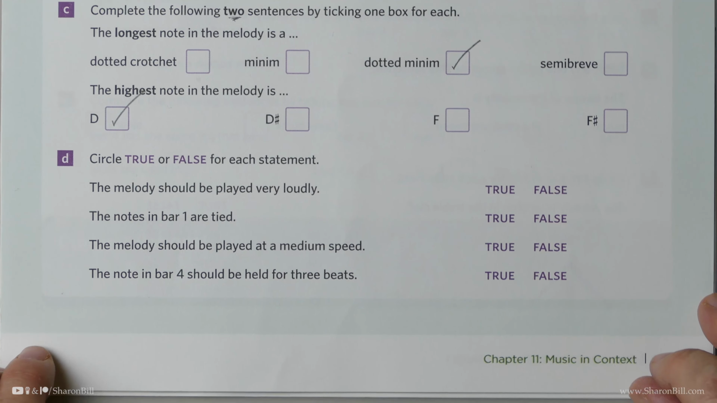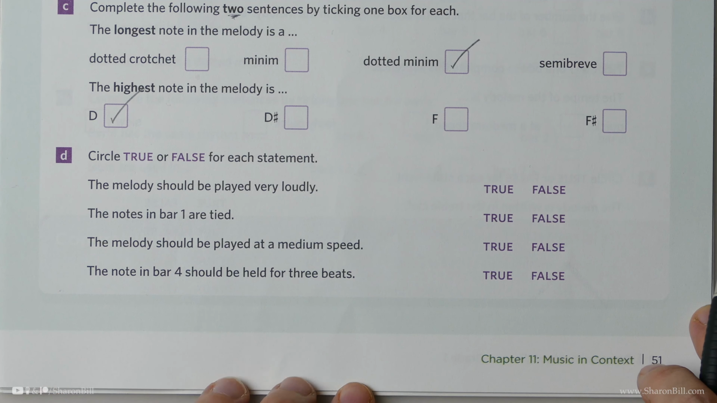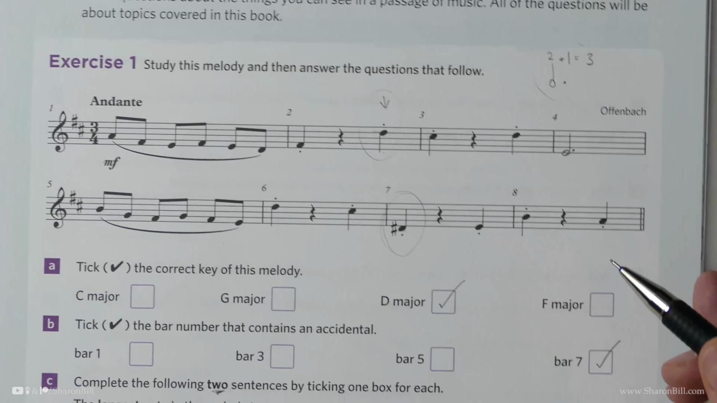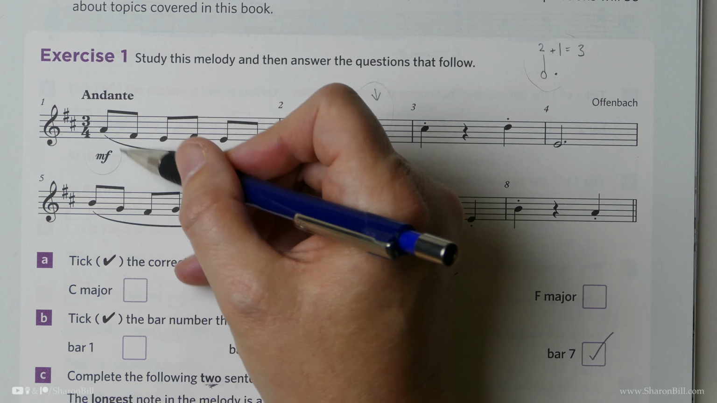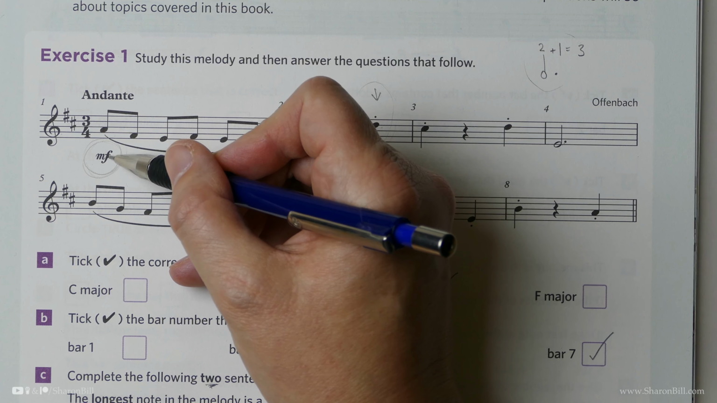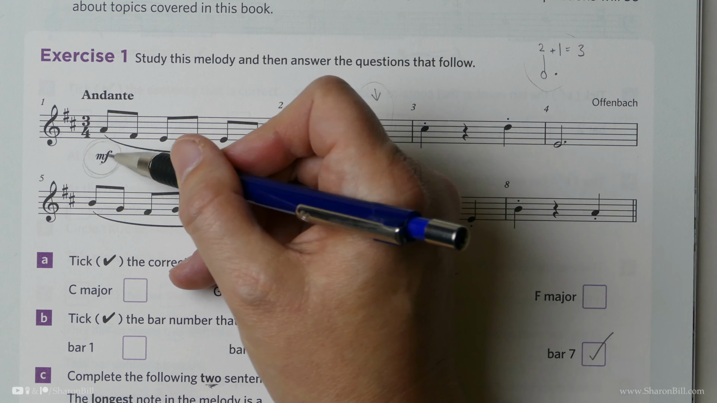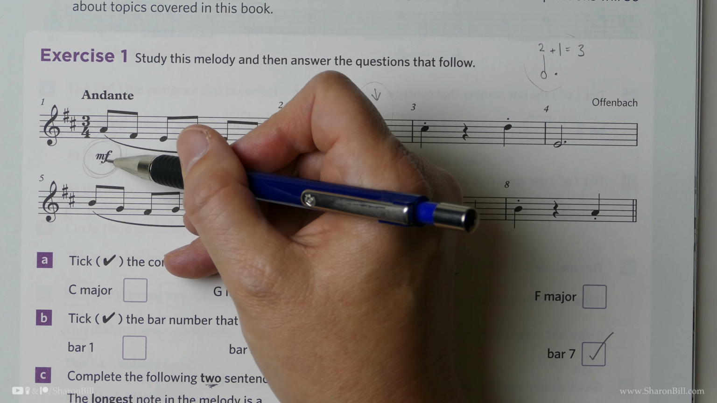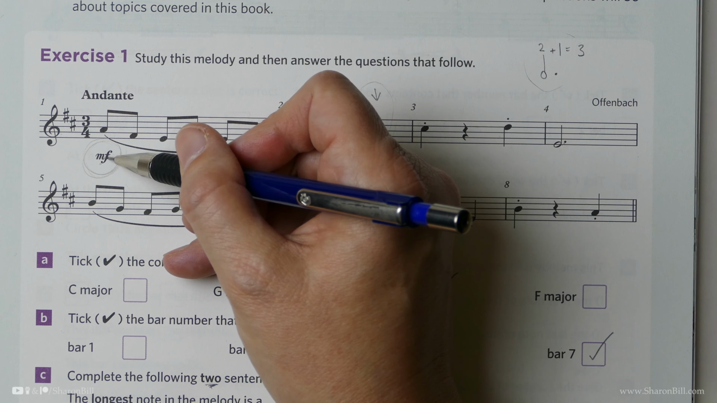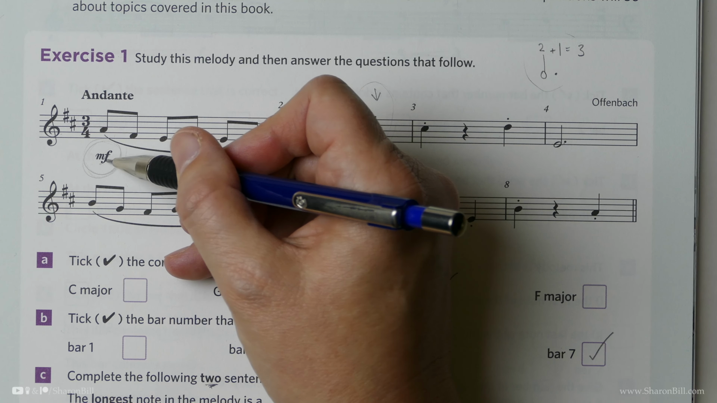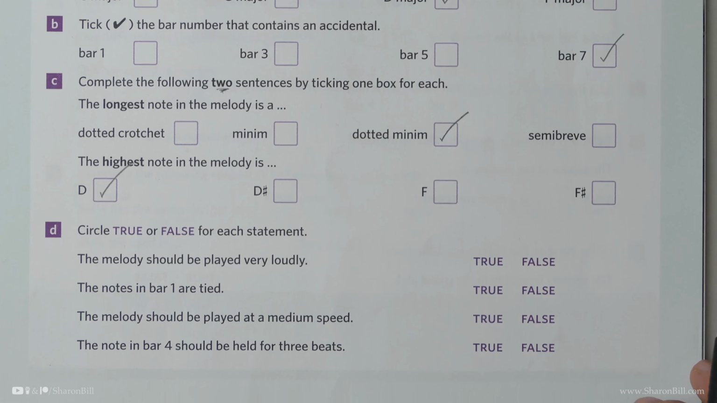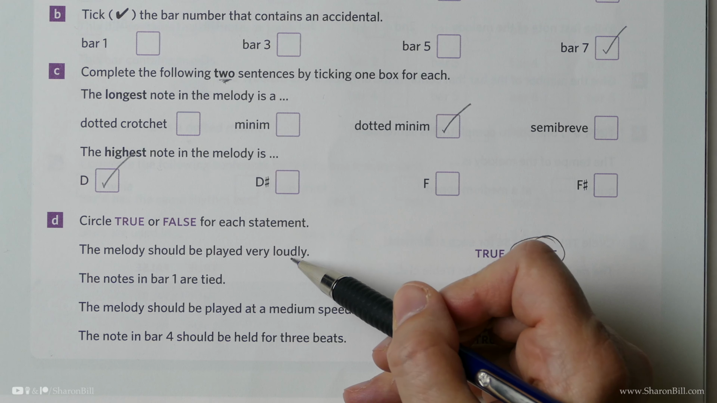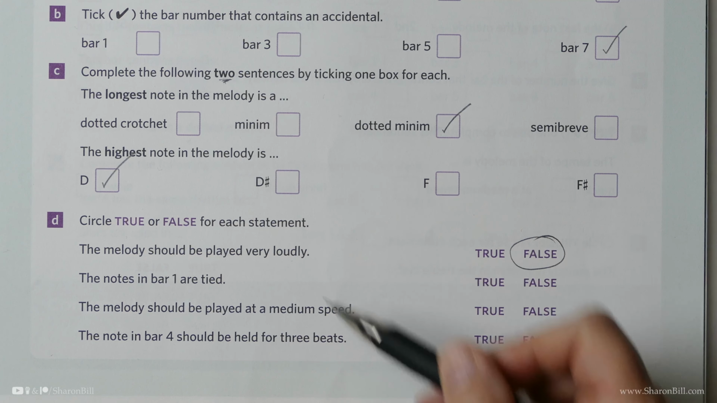Now, is it true or is it false for each of these statements? Is it true or false that the melody should be played very loudly? Let's see what the composer says. So here we have this dynamic marking. So MF, now F is forte, MF is mezzo forte, which means kind of half loud, middle loud, moderately loud. So that is not very loud. If we wanted it to be very loud, it would be fortissimo, which is the FF. So that is not very loud, it's moderately loud. So that's false. So yes, it's loud, but it's only moderately loud, so don't get thrown off the scent there.